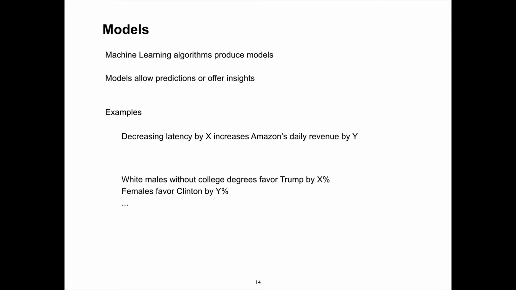Now the basic idea is we're going to create a model, right? All the machine learning algorithms produce a model, and the model we can use to make predictions or explain what's going on. And here are just examples of very simplistic models. For example, Amazon knows that if you decrease latency by a millisecond, how much more that's going to increase their daily revenue. This is a formula they know.